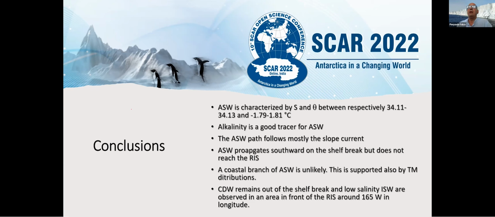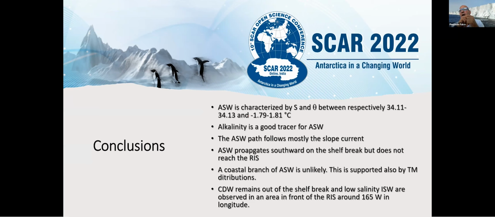At least as we traced it, we tracked the Amundsen seawater in terms of temperature and salinity, but we also demonstrated that alkalinity can be a good tracer. And also we didn't find any evidence of a coastal branch of Amundsen seawater flow along the Ross ice shelf.